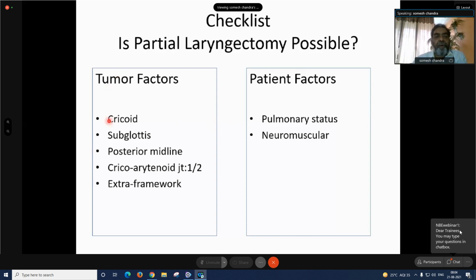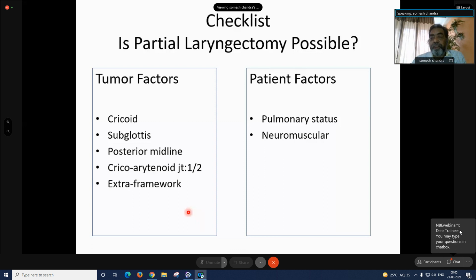Then tumor factors are required. If involved, not possible. If not, we go to the next level, subglottis. We start from below. Required is: subglottis is free, posterior midline is free, one cricoarytenoid joint is free, and there is no extra-framework disease. The disease doesn't go out of the laryngeal framework. There is no involvement outside of the thyroid external perichondrium or the hyoid, or across the thyrohyoid membrane. So if all these criteria are met, we know that this patient can be offered a voice preserving laryngectomy.